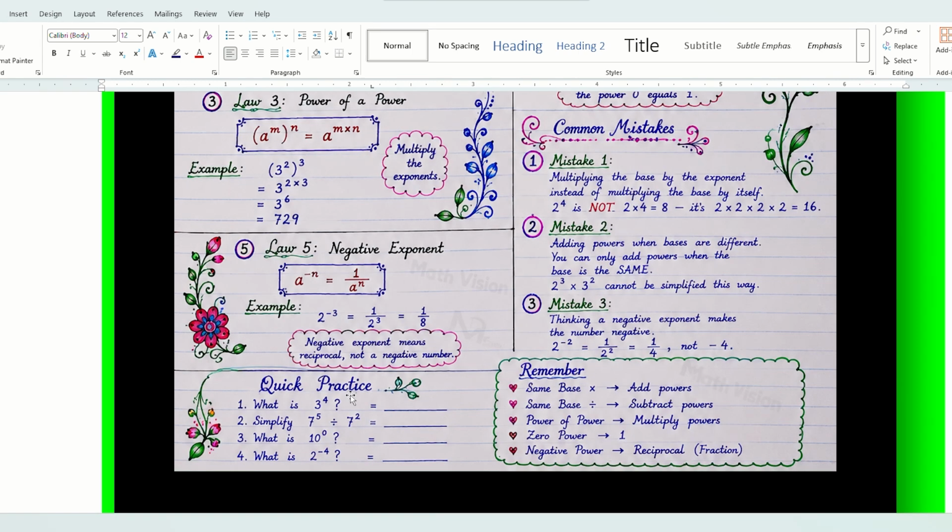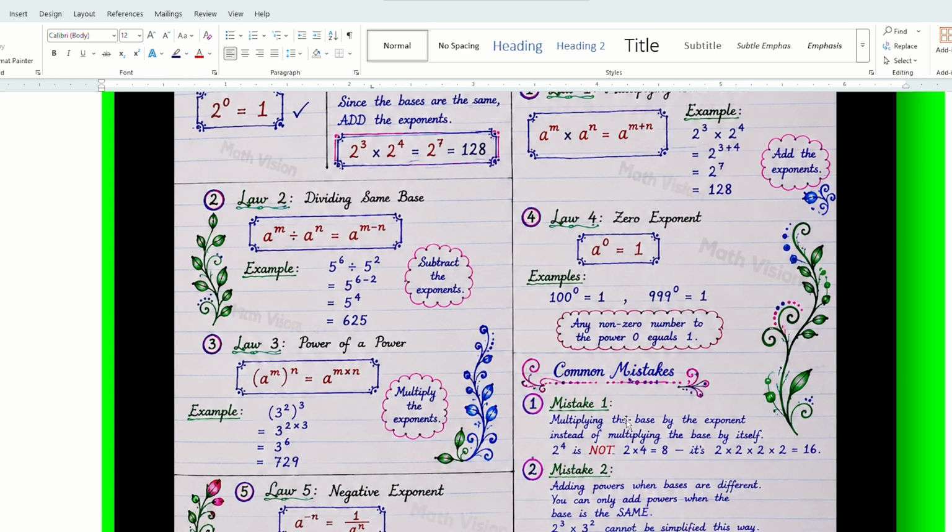Quick practice. What is 3 raised to power 4? Simplify 7 raised to power 5 divided by 7 raised to power 2. What is 10 raised to power 0? What is 2 raised to power minus 4? Do it yourself.